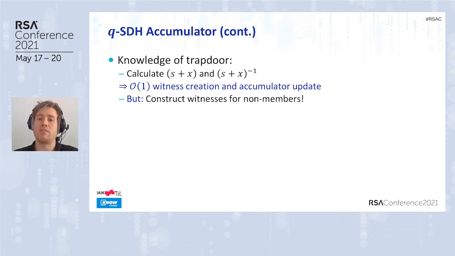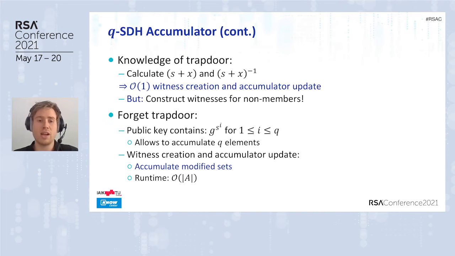And therefore, we can create witnesses for non-members for which the verification equation still works out. So in practice, if you want to use the QSDH accumulator, we have to forget this trapdoor after the public key is created. But the public key here also contains now g raised to the powers of s.